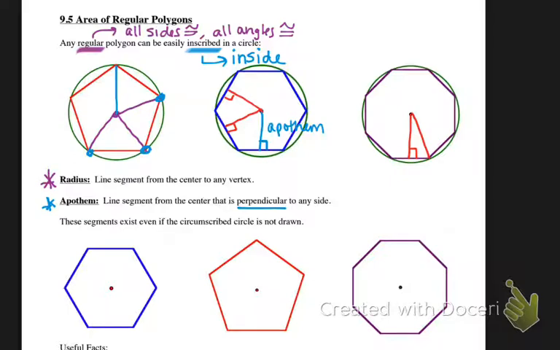So whenever we see our polygons and we need to find the area, the very first thing I want you to do is draw an apothem and a radius so that you create a right triangle inside. So in the second shape, the first thing I would do would be radius and apothem so that I get a right angle inside.